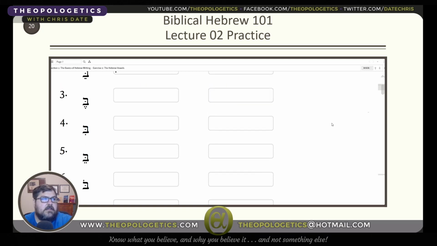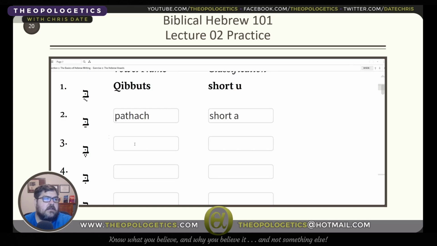Next, number 3, the 3 dots in the form of an upside down triangle under a consonant. That is a segol, and it's a short E. Number 4, the single dot under a consonant. That is a hirek, and it is a short, although sometimes long, I.